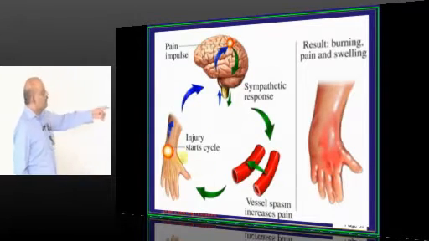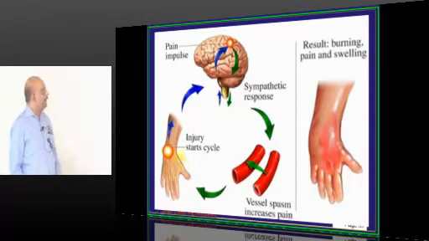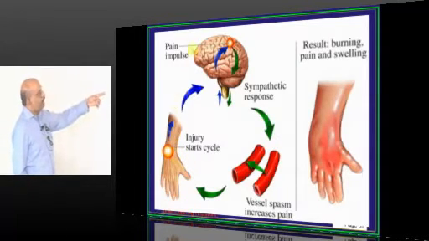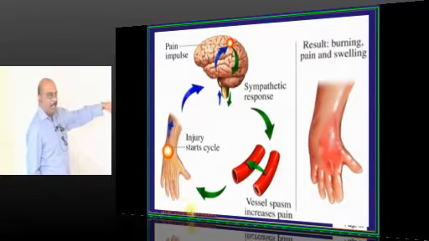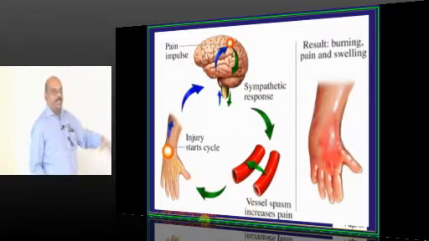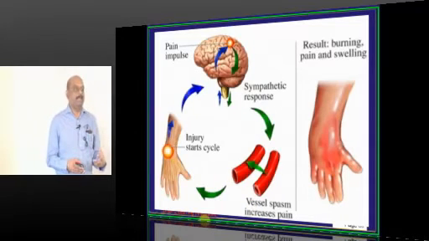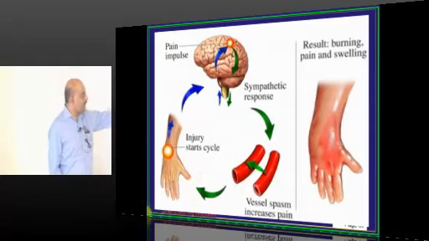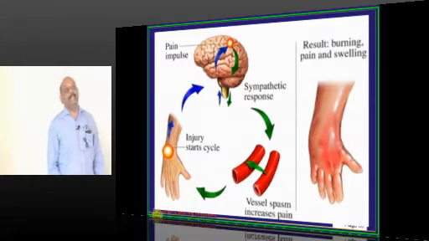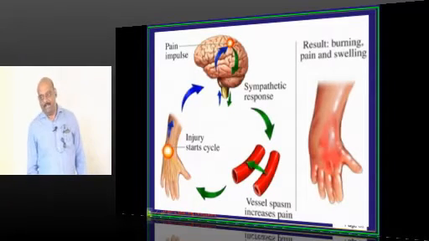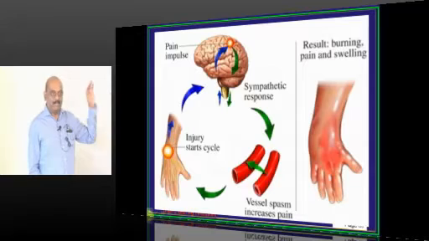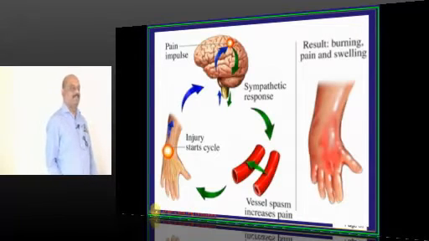Whenever you have an injury peripherally, like a Colles fracture, the pain impulse will go to the brain, and the brain in turn will send a sympathetic response that leads to vasoconstriction of the vessels and increased burning pain, which is the pathophysiology of Sudeck's dystrophy. It doesn't come with a brain injury, it comes with a hand injury where the brain is responding, right? This also falls into the common sense question category.